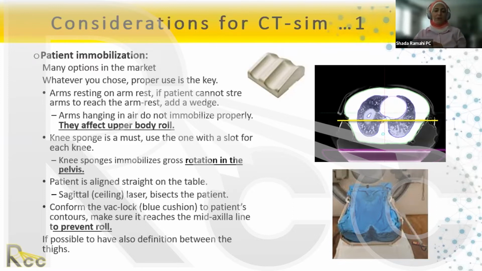Another thing we're trying to do, as you can see here, is to have a little bit of definition between the thighs. So you're also fixing the pelvic bone. All these things are important even if you have a 6-degree couch.